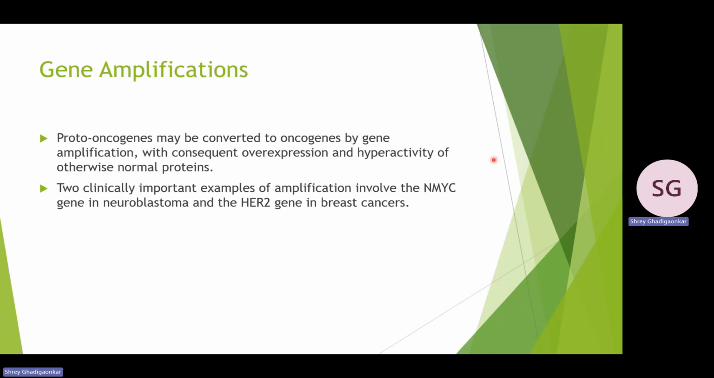The next type of genetic lesion is gene amplification. In this, proto-oncogenes may be converted to oncogenes. If you think about it, it just makes sense. If a proto-oncogene is highly amplified, it turns into an oncogene because of increased proliferation. Two clinically important examples of amplification are N-MYC, the gene in neuroblastoma, as well as the HER2 gene in breast cancers.